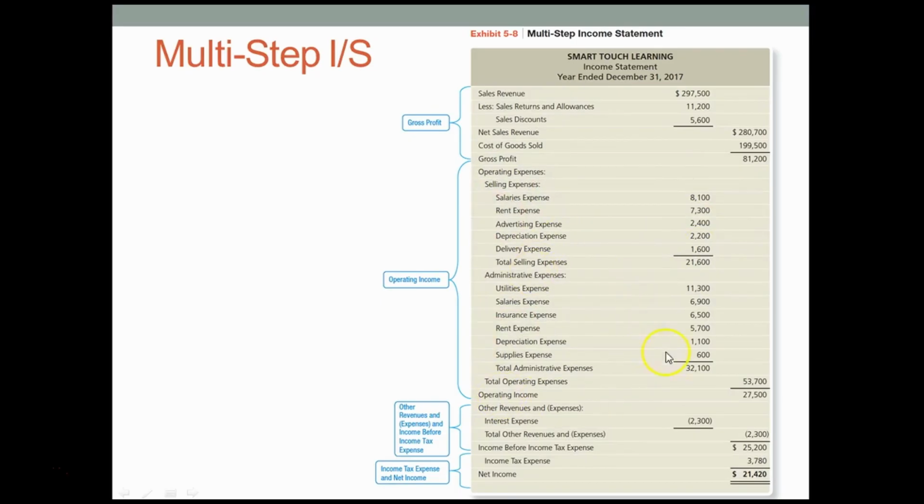So we get our subtotals and we get our total operating expenses here, and then we subtract our total operating expenses from our gross profit to get our operating income. Then we have our other revenues and expenses. In this case, we have interest expense here. We could have interest income, and then we have another subtotal of income before income tax expense, and then we have our income tax expense, and then we finally get to our net income at the bottom.